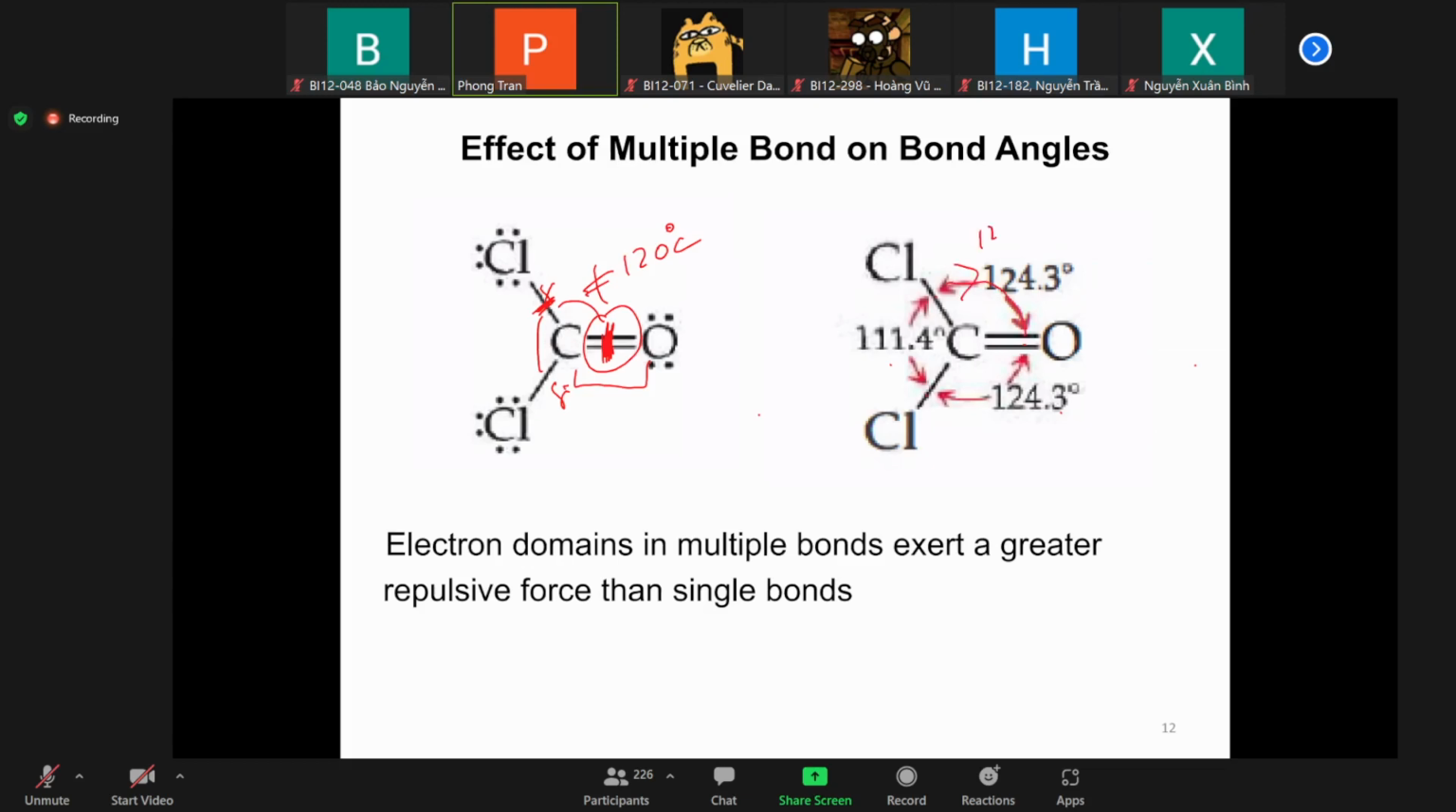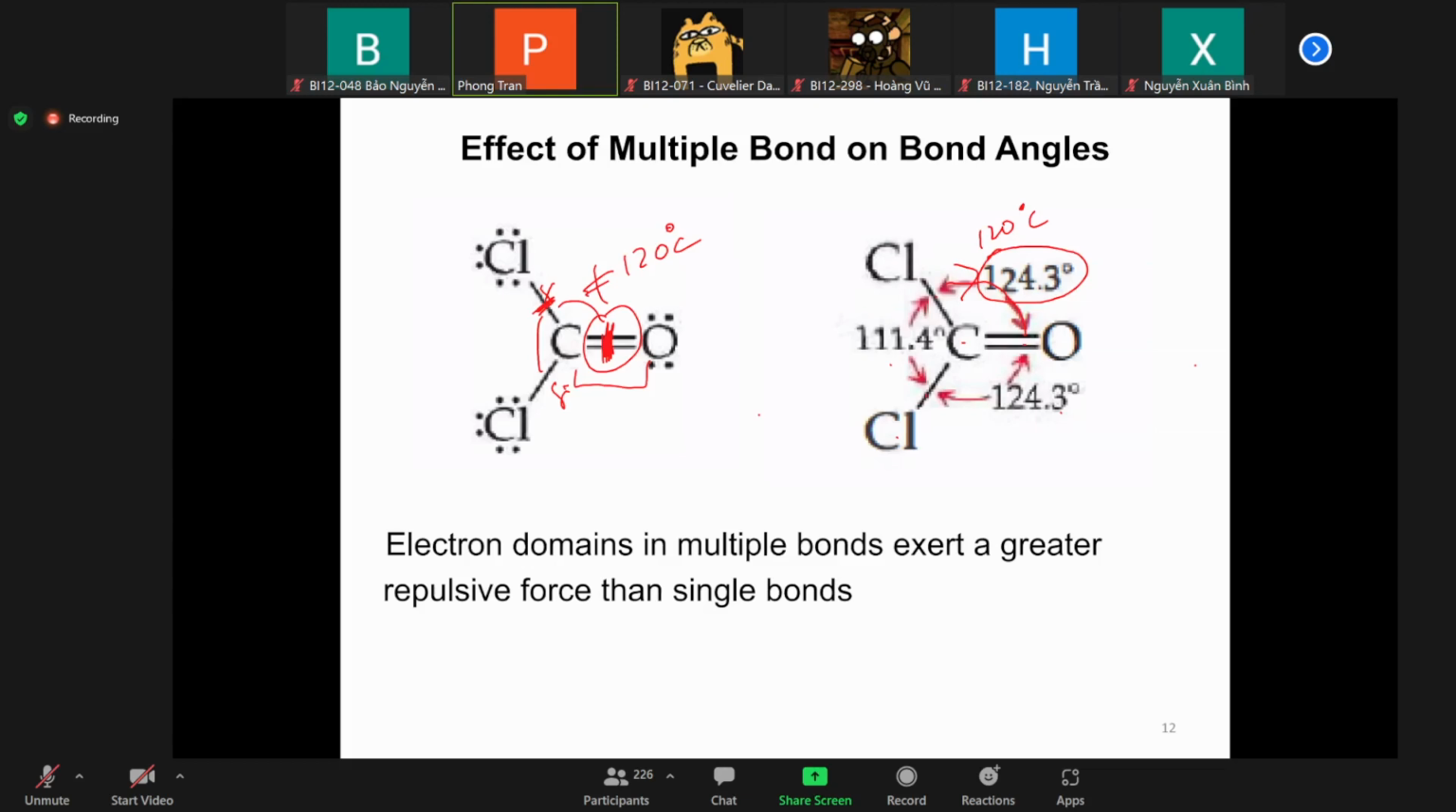So in reality, you observe 124.3 degrees for this case. And as a consequence, the angle between the chlorides, carbon, and chlorides will be smaller than 120. In the experiment, they observed 111.4.